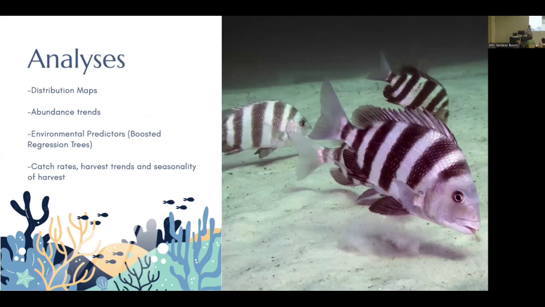Analyses for this project were pretty straightforward. We looked at distribution, generated some heat maps, looked at abundance trends in those gillnets, and then used boosted regression trees to highlight some environmental predictors of sheepshead abundance. And then using the harvest data, we looked at catch rates, angler preferences, and seasonality of harvest.